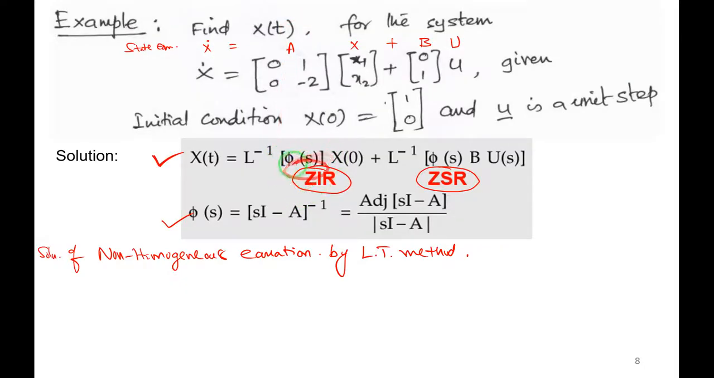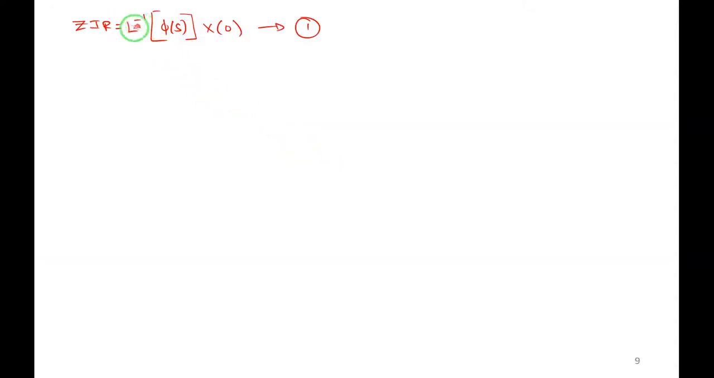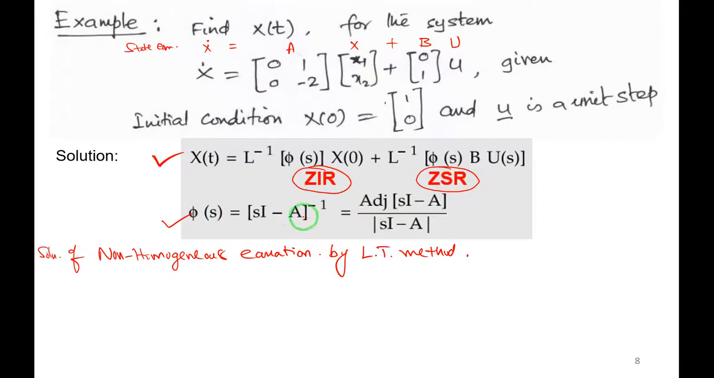Only the first part we are finding, phi of s into x of 0. Later on we will apply the Laplace inverse, right? So first phi of s we will find out. What is phi of s? It is nothing but your state transition matrix in the Laplace domain, (sI minus A) whole inverse.